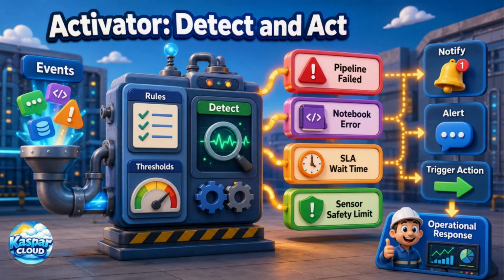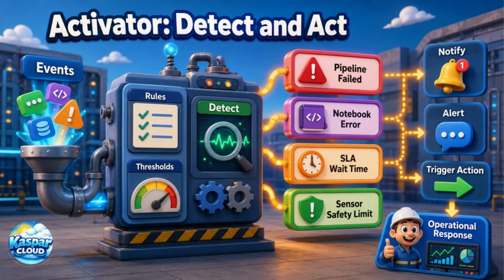Activator is an event detection and action capability in Fabric. It can monitor data conditions and trigger actions when rules are met. For example, Activator can send a Teams message when a pipeline fails, create an alert when a notebook error occurs, notify a supervisor when call wait time exceeds an SLA threshold, or trigger an action when a sensor reading crosses a safety limit. Activator is important because analytics is not only about dashboards. Many organizations need automated responses to data events.